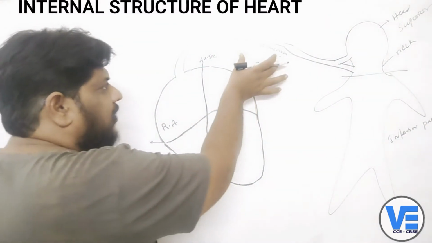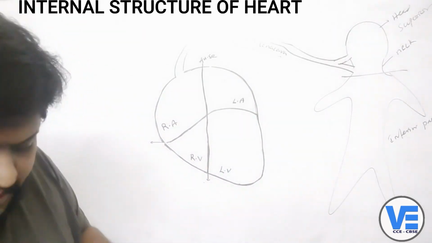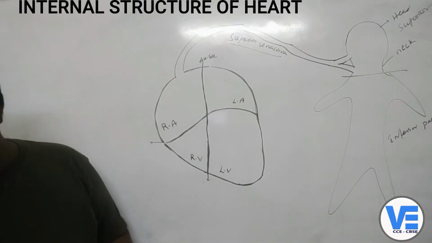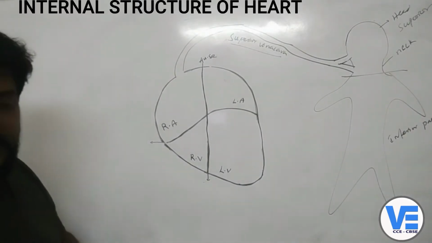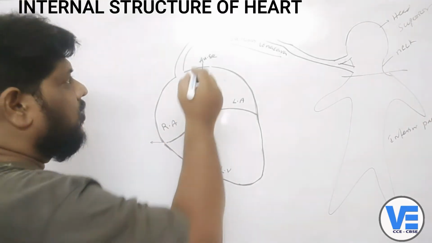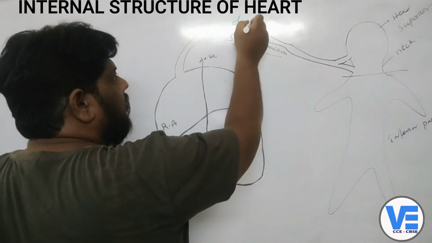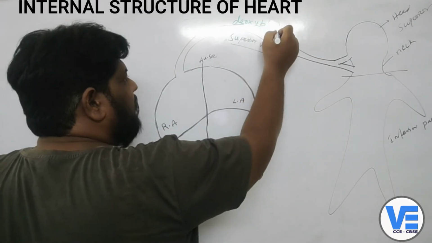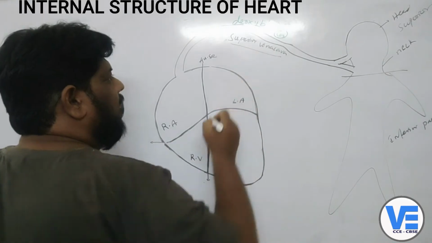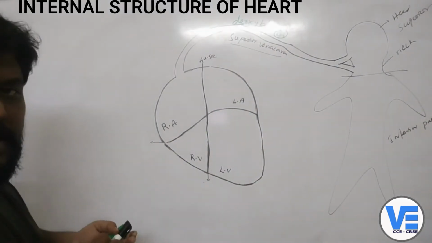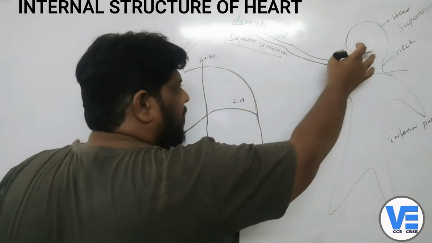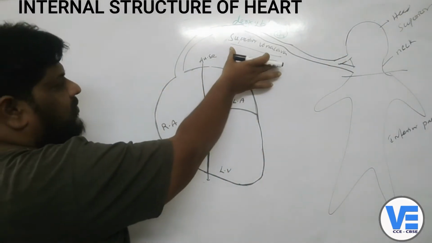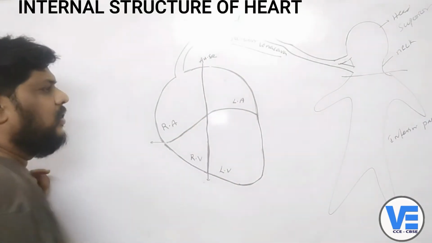So the superior vena cava, what is it bringing here? Which blood is it bringing? Deoxygenated blood. What do you mean by deoxygenated blood? It is bringing deoxy blood. What is deoxy blood? Which doesn't have the oxygen, which is full of carbon dioxide. So that impure blood will be brought from the head and the neck to the right auricle by one of the large veins, which is called the superior vena cava.